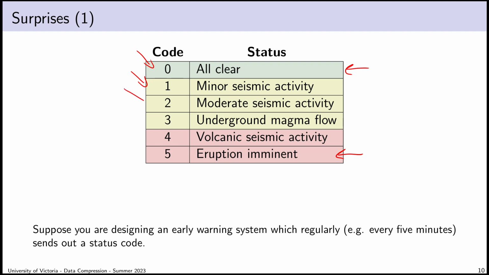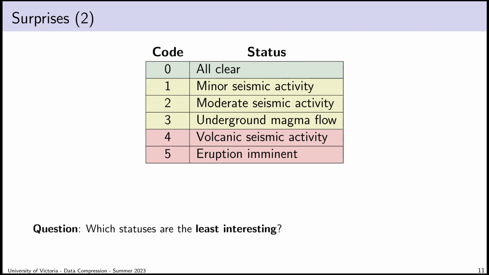And if you see moderate seismic activity, get a little bit more worried. If you can detect magma flowing underground, that's obviously a little bit terrifying. So we have a bunch of status codes in the middle. And your sensor network, every sensor is sending out one of these codes every 5 minutes, which is being recorded elsewhere or used for some kind of aggregation. My question is, which of these status codes are the least interesting?